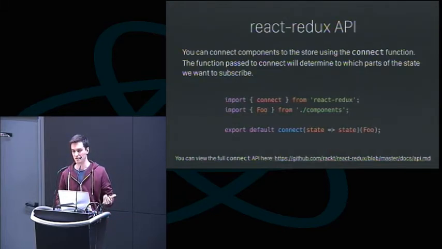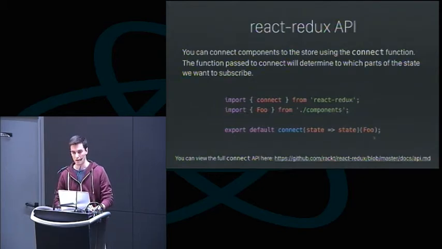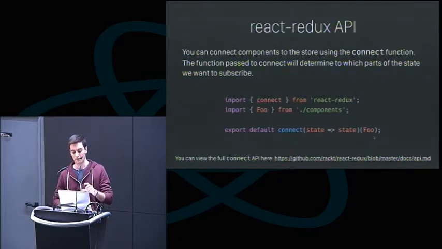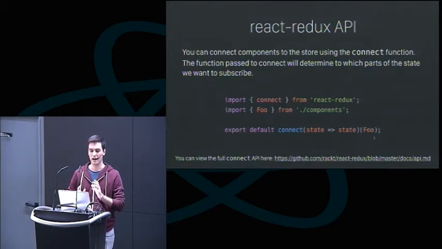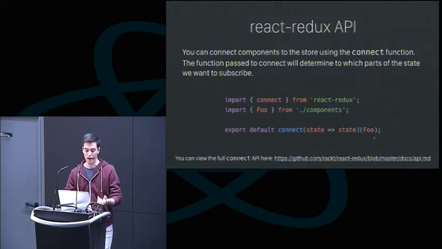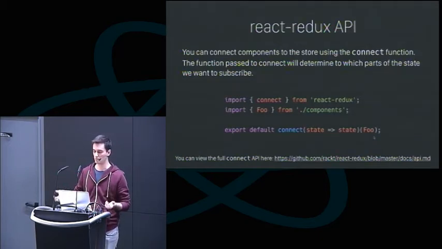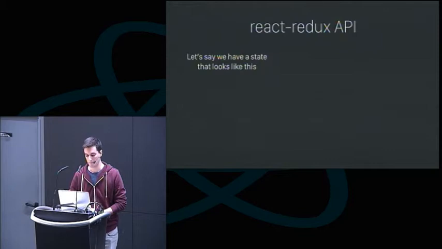Here in Connect, I just select the whole state. So I receive a function. I make a function which receives the state and returns the state as it is. And then you invoke it with the component you want. And this component is wrapped in Connect, so it will receive the store and everything that the object returns as props. There's more in the Connect API, but it's not that commonly used. So you can see here how it is.